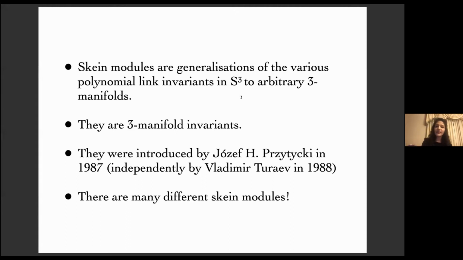And the reason why we have so many different Skein modules is because you can take the links in the 3 manifold to be oriented or non-oriented, framed or unframed, up to homotopy or up to isotopy, and so on. But what all of these definitions have in common is that they generalize the Skein theory of all of these polynomial link invariants, like the HOMFLY-PT polynomial, bracket polynomial, Jones polynomial, for links in S3 to arbitrary 3 manifolds. So Skein modules are generalizations of all of these polynomial link invariants in S3 to arbitrary 3 manifolds.